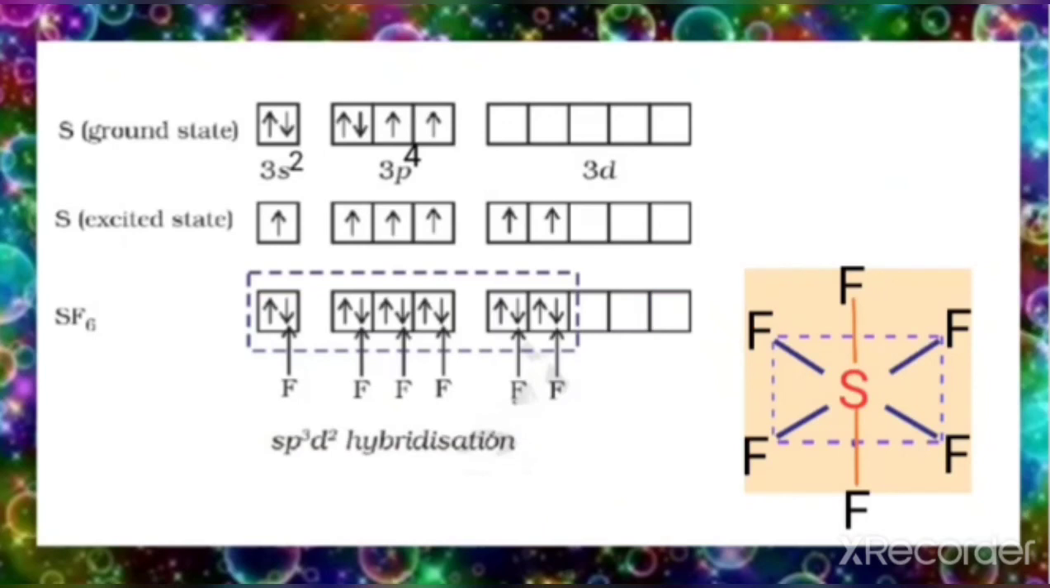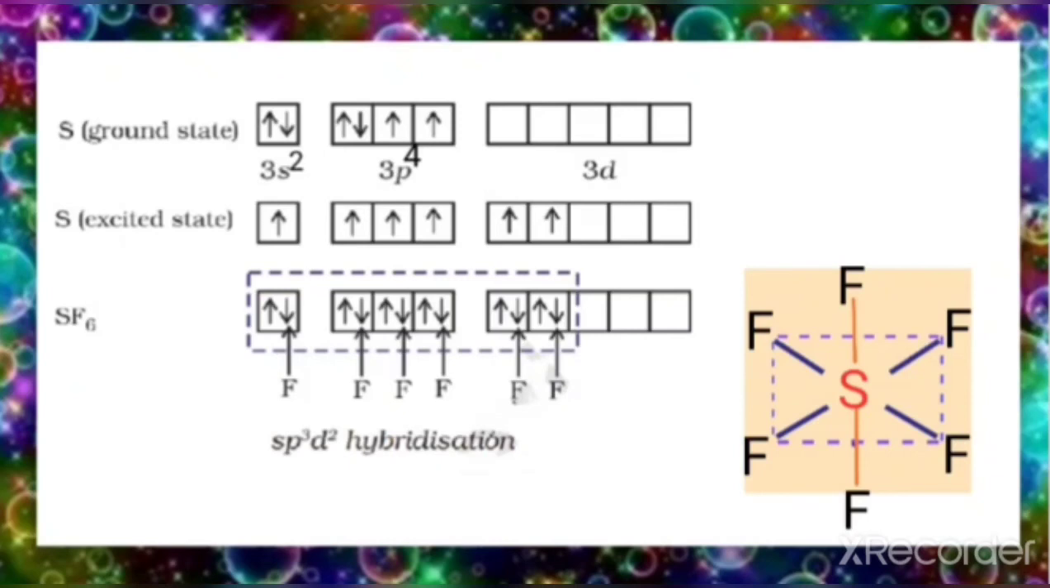So 6 sp3d2 hybrid orbitals of the sulfur are formed, which is represented here. These will overlap with the p orbitals of the 6 fluorine atoms, so it attains stability. So that is the sp3d2 hybridization.